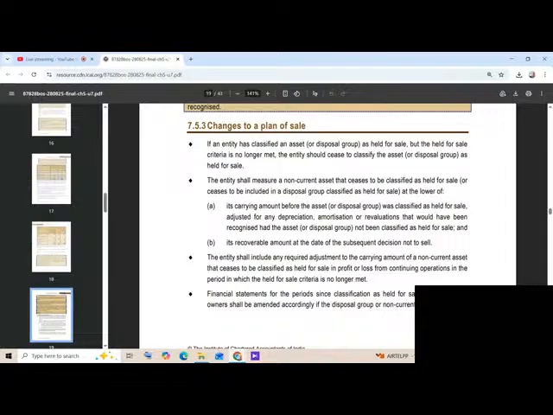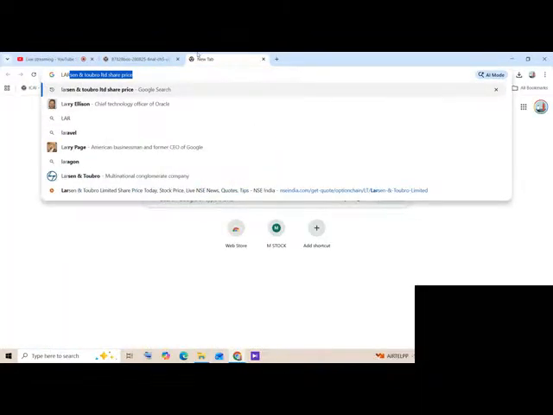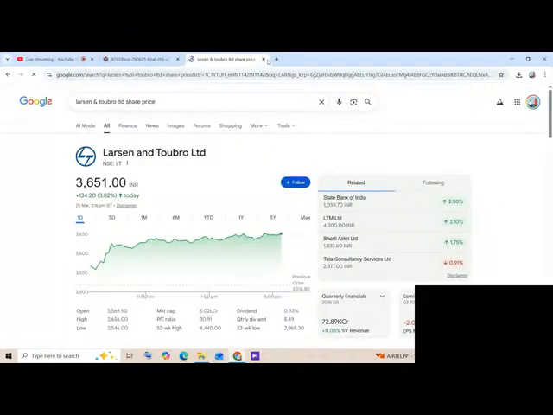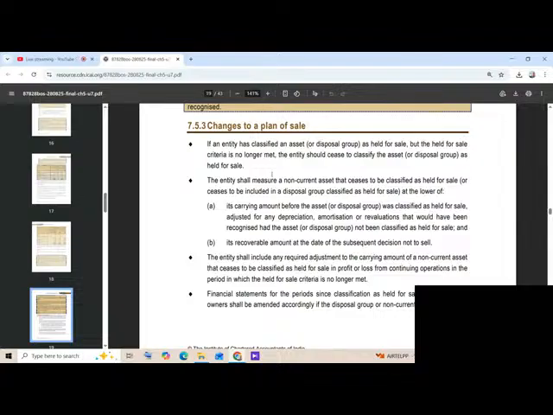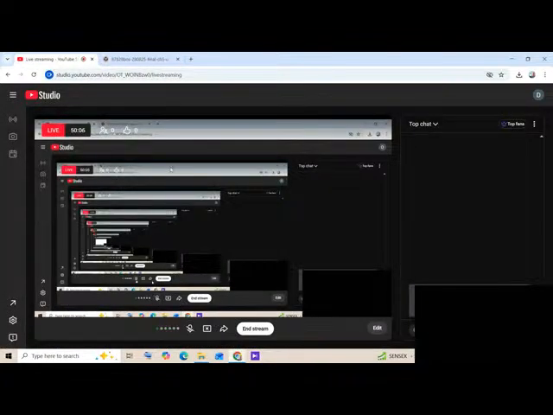Changes to a plan of sale. If an entity has classified an asset or disposal group as held for sale, but the held for sale criteria is no longer met, in that case the entity should cease to classify the asset or disposal group as held for sale. The entity shall measure a non current asset that ceases to be classified as held for sale at the lower of, just a second.